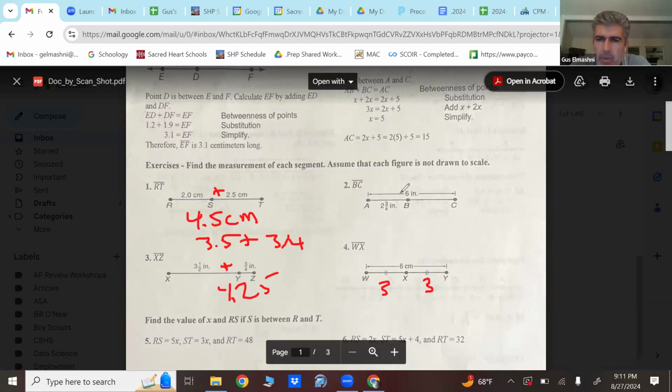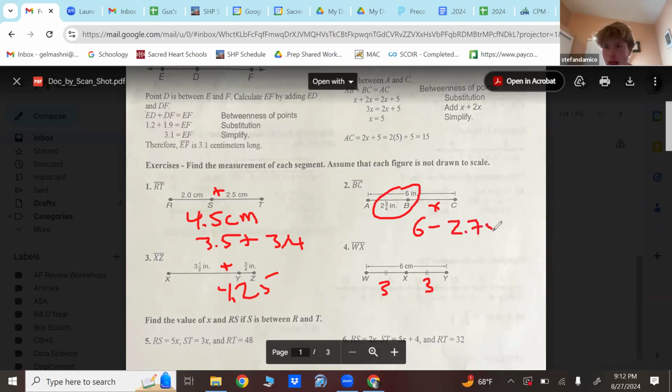And then how about number 2? So you have 6 and you have 2 and 3/4. So BC is just the difference. So you subtract these two. You have to do 6 minus 2 and 3/4, which is 2.75, because 3/4 is 0.75. So what happens when you subtract those two? It'll be 3.25.